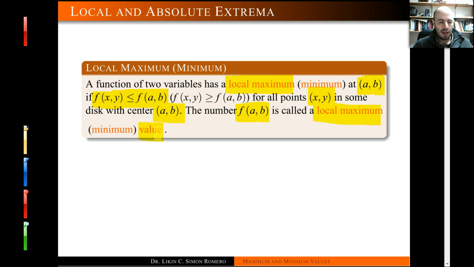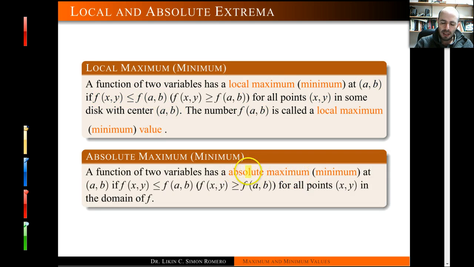That's a local maximum, and a minimum is exactly the same, but with less or equal instead of greater or equal than. An absolute maximum is exactly the same thing, except now we're saying that f(a, b) is the greatest value of all the points in the domain of f.